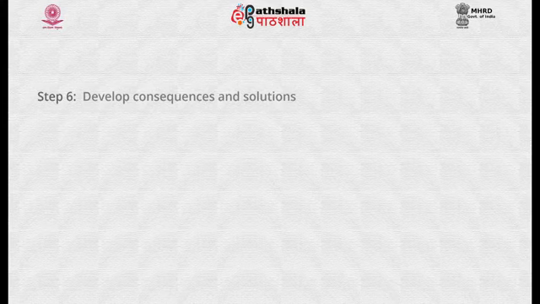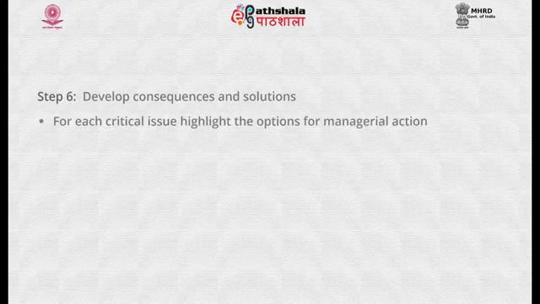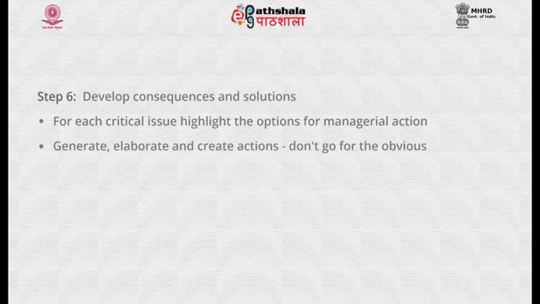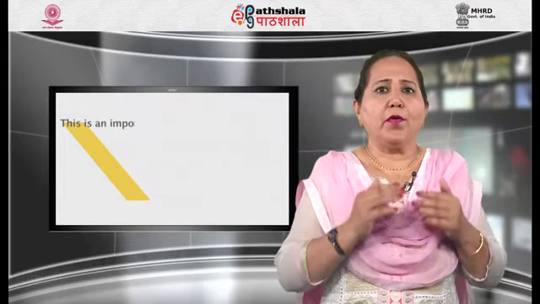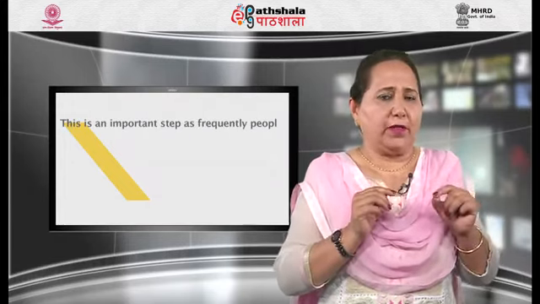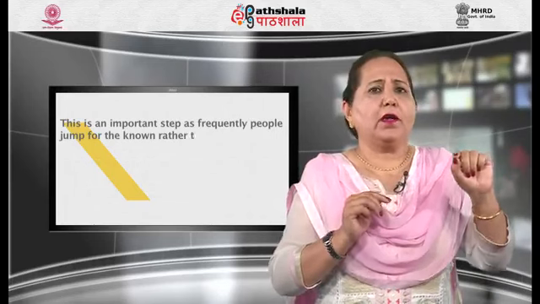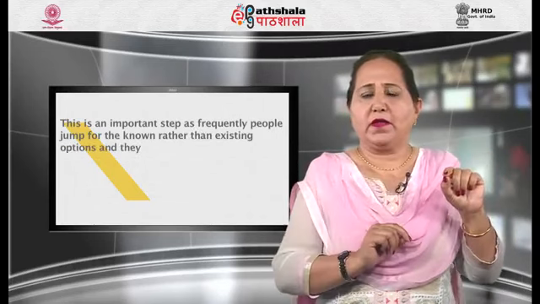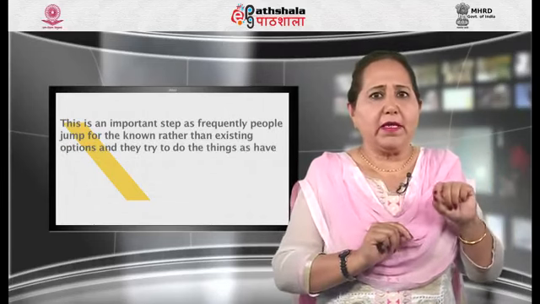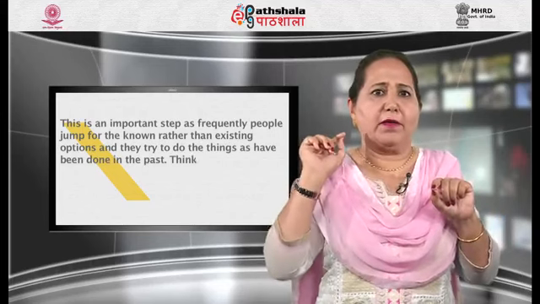Then step 6, develop consequences and solutions. For each critical issue, highlight the options for managerial action. Generate, elaborate and create actions. Don't go for the obvious. This is an important step as frequently people jump for the known rather than the existing options, and they try to do things as they have been done in the past.